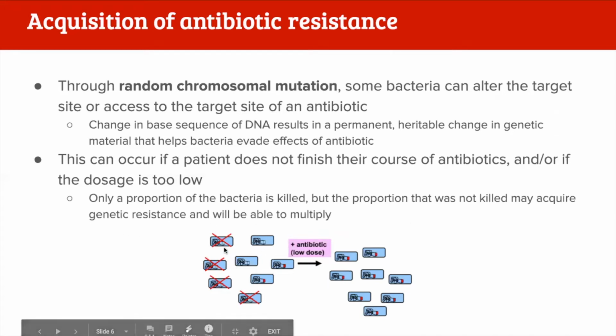So you can just see in this image here, say that you've had too low of a dose of antibiotic, so it only kills off a certain number of bacteria present, but you still have some bacteria that are alive and that can replicate. And if it happens that some of the bacteria that underwent a mutation to gain antibiotic resistance are still alive, they can replicate, and a whole new generation of resistant bacteria is given.